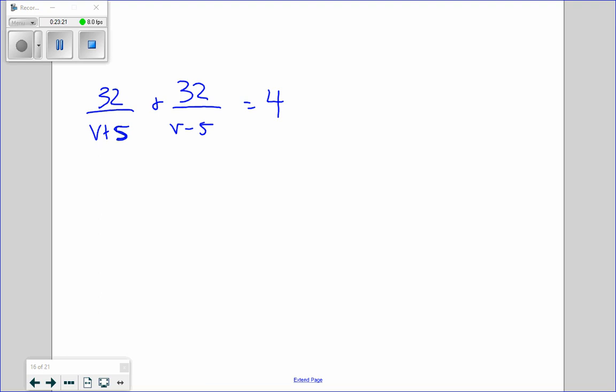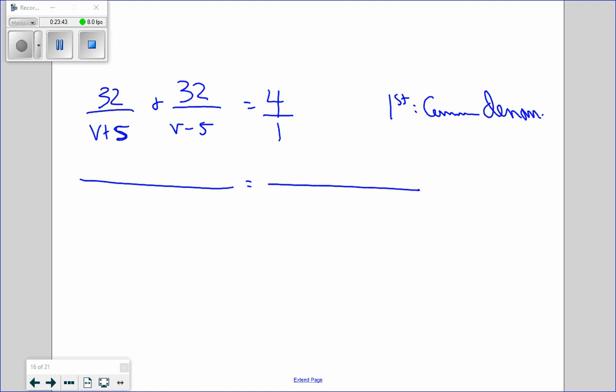Okay, so step number 1 in solving a rational equation, make sure that everything is written as a fraction. Everything needs to have a bottom, okay? So first thing you're going to do, common denominator. Yes, I'm sorry. I didn't give you very much. I just wanted to get, yeah.